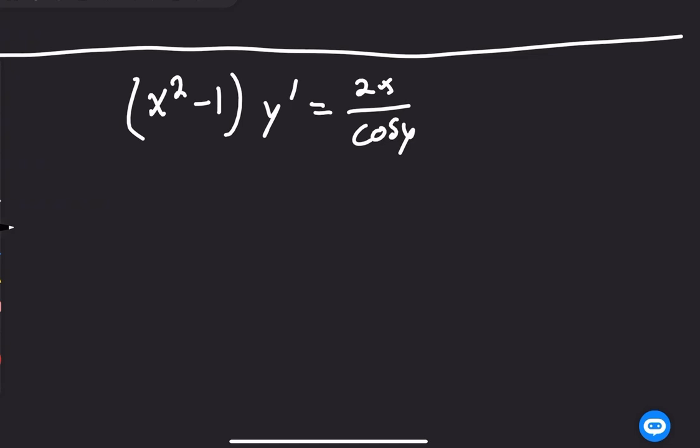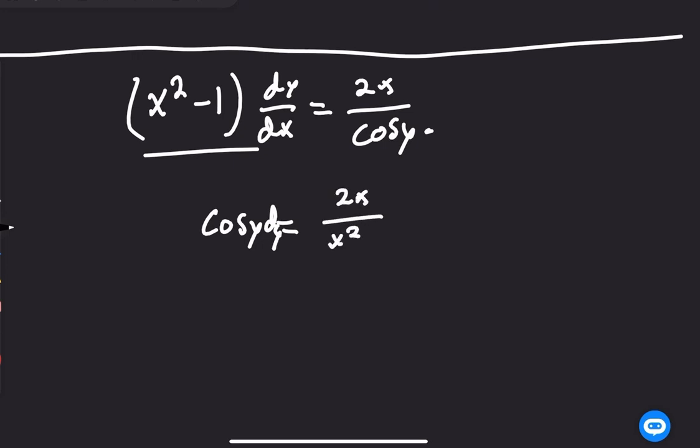Okay, now let's try a little bit more of a tricky problem. And for this one, we'll have x squared minus 1 times y prime equals 2x over cosine y. Now this may look tricky because you have no dx to deal with, but all you have to remember is that y prime is just equal to dy over dx, and then from there it's pretty simple. Okay, so now what are we going to do? We're going to divide by this and times by this, so you get cosine y dy equals 2x over x squared minus 1 dx.